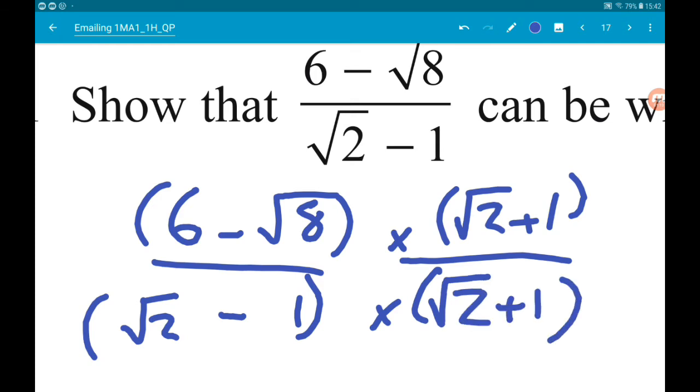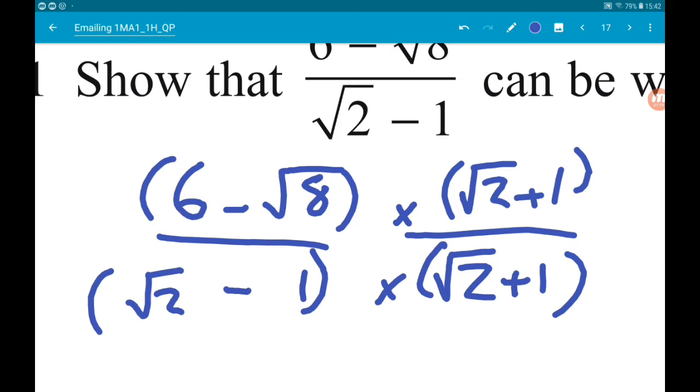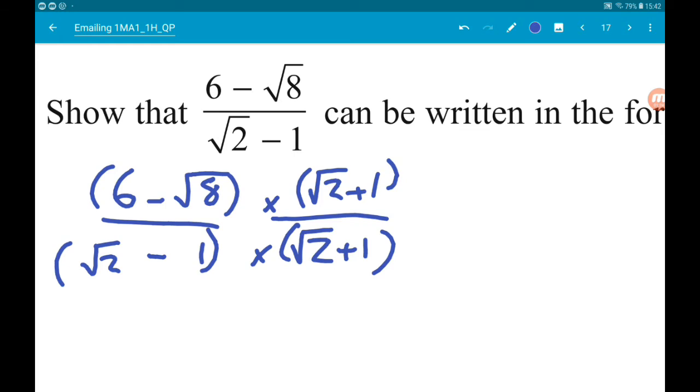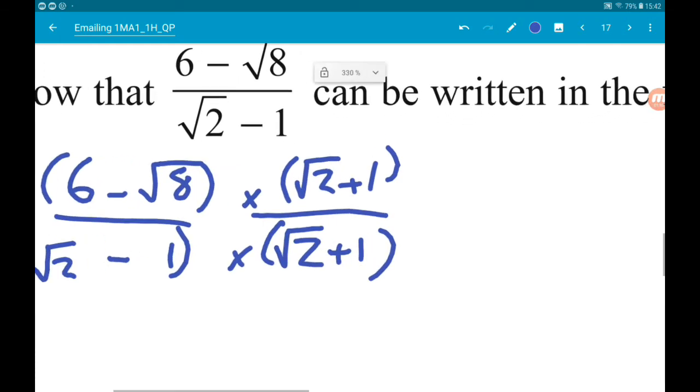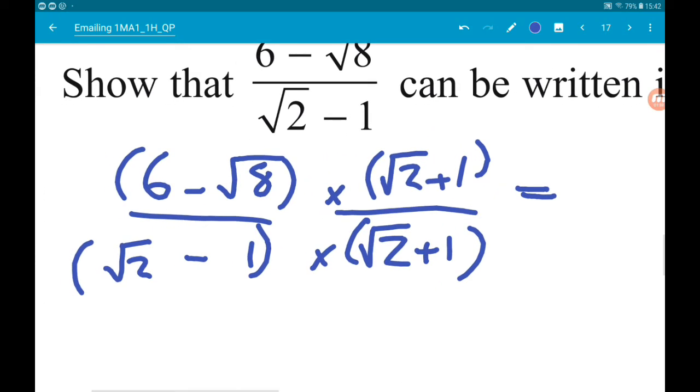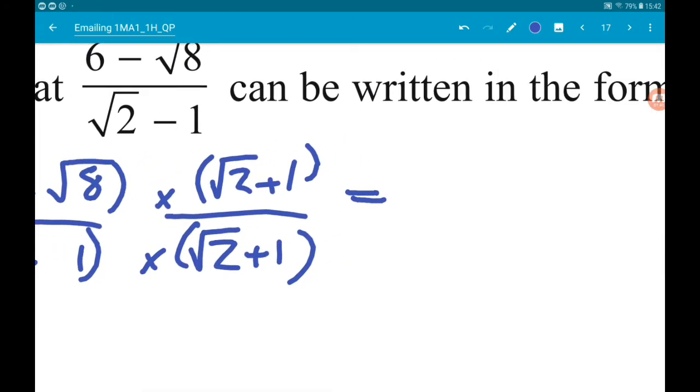Now, when you do the difference of two squares, you always get the first term squared minus the second term squared. So, on the bottom, we are going to get root 2 squared, which is 2, minus 1 squared, which is 1. So on the bottom, we get 2 minus 1.